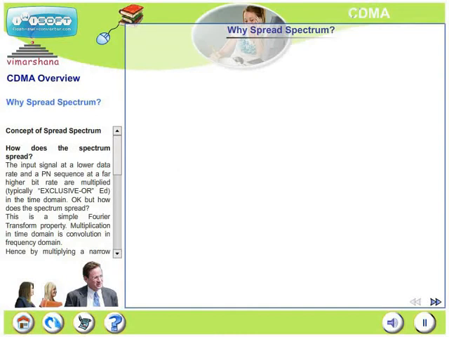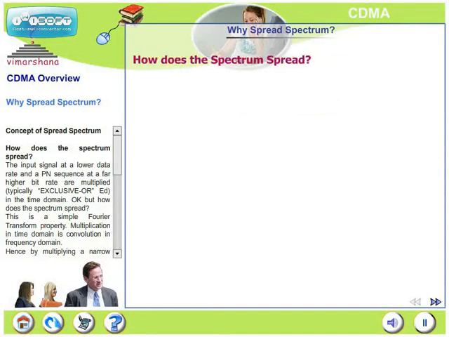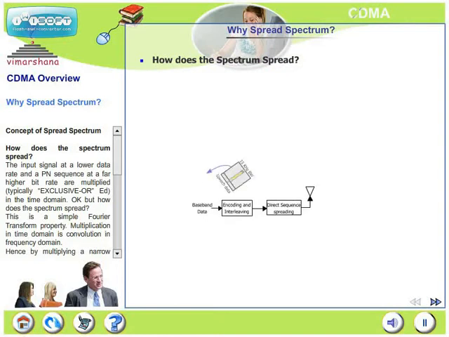Let us ask some questions on this spread spectrum. Why spread spectrum? What is the concept of spread spectrum? How does the spectrum spread really? The input signal at a lower data rate and a PN sequence at a far higher bit rate are multiplied, typically exclusive OR, in the time domain.